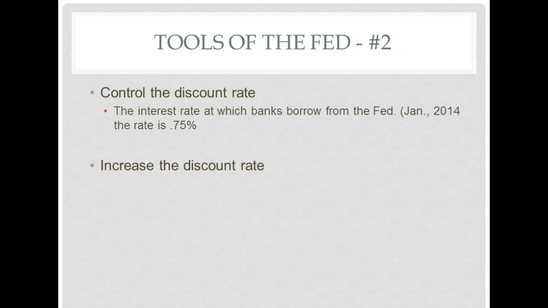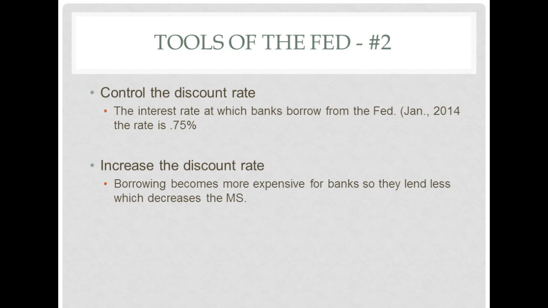So let's think about this. If the Fed increases the discount rate, in other words, it makes it more expensive for a bank to borrow money, then the bank's going to be more likely to be careful not to have to borrow from the Fed. So they may not lend out as much money. If they increase the discount rate, borrowing becomes more expensive for the bank, so they lend less, which decreases the money supply. So to summarize, if the discount rate is increased, the money supply is going to decrease.